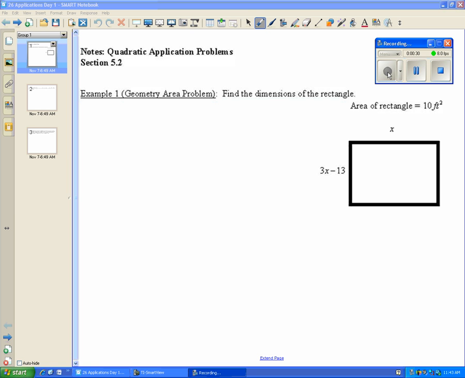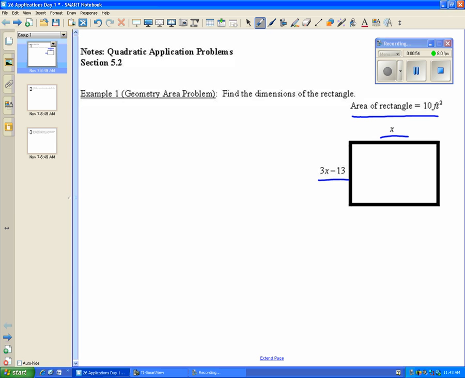The first thing that we want to do in this first example is to find the dimensions of the rectangle. I know that the area of the rectangle is 10 square feet. I know that the length is x and that the height is 3x minus 13. I want to find the value of x and then find the dimensions. So how do you start? Well, it's a rectangle.